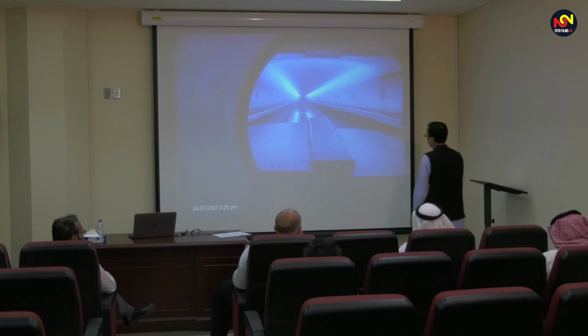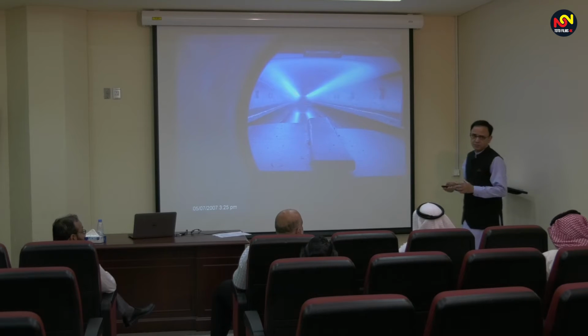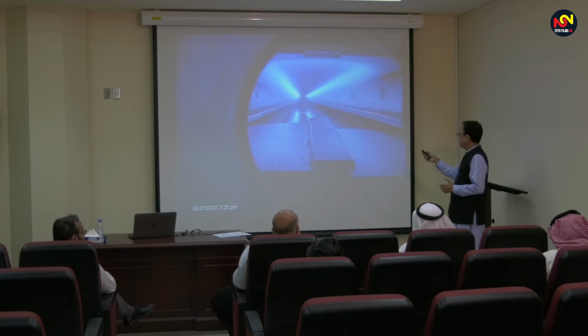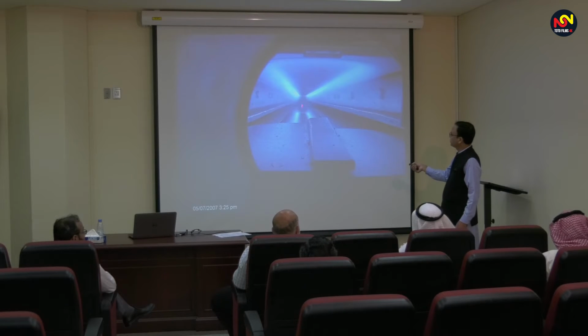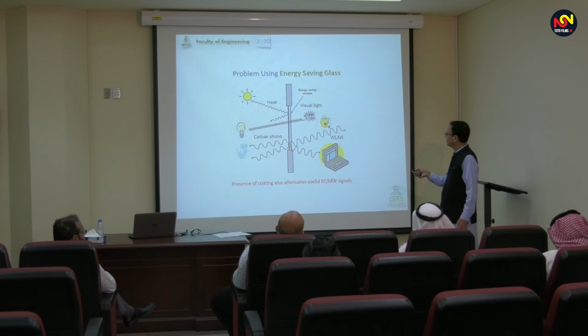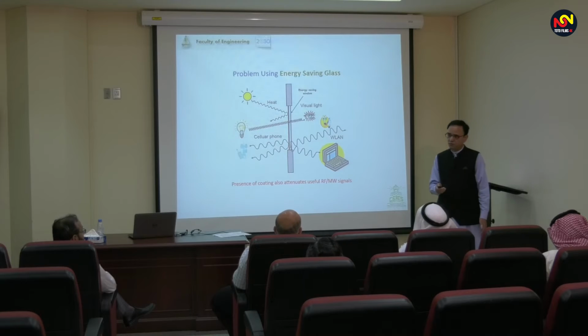Okay, this is a factory called Pilkington. Pilkington is one of the best energy saving glass companies in the world, and I visited them, and this is how they produce the glass. Basically, you can see the glass is going through the chamber, and they are putting this small metal or metal oxide on one surface of the glass. So, this is the scenario.